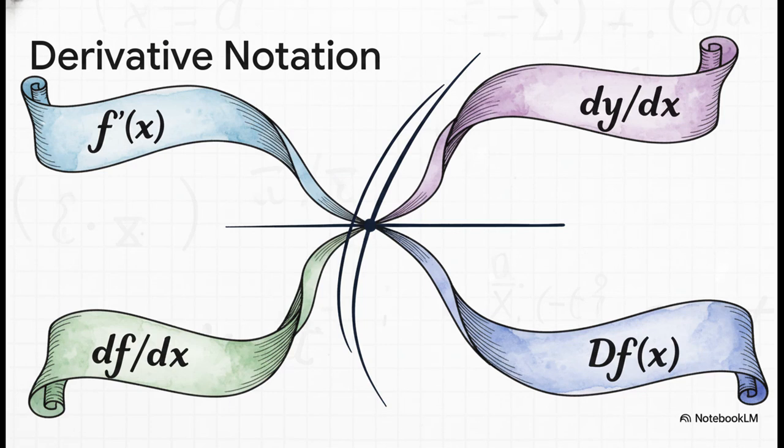All right, before we start plugging in numbers, just a quick heads up on how you'll see this written. You're going to see f prime of x, dy over dx, and a few others. Don't let it throw you off. They all mean the exact same thing, the instantaneous rate of change, or the slope of the line that just kisses the curve at one point.